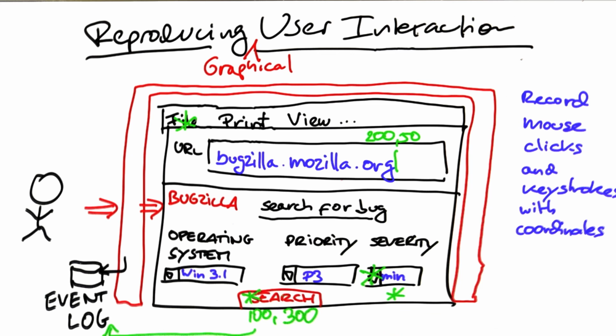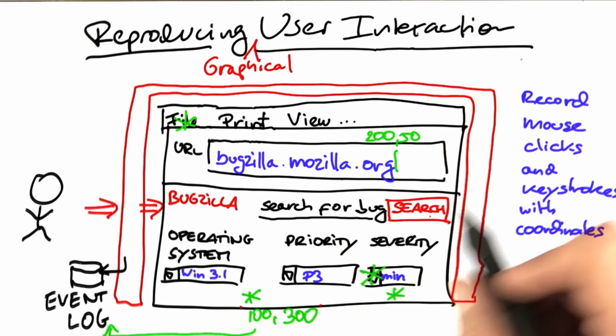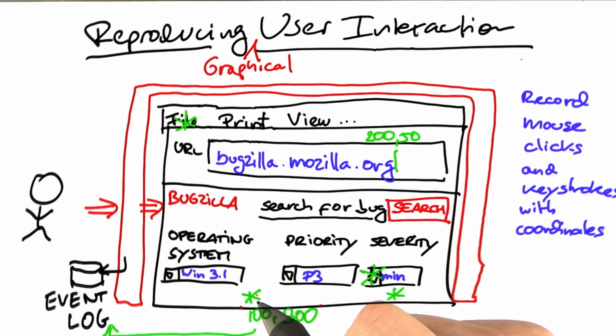Finally, of course, the program itself may change. If the search button is moved from down here to up here, then again, replaying the event log based on absolute coordinates will click in the wrong position.